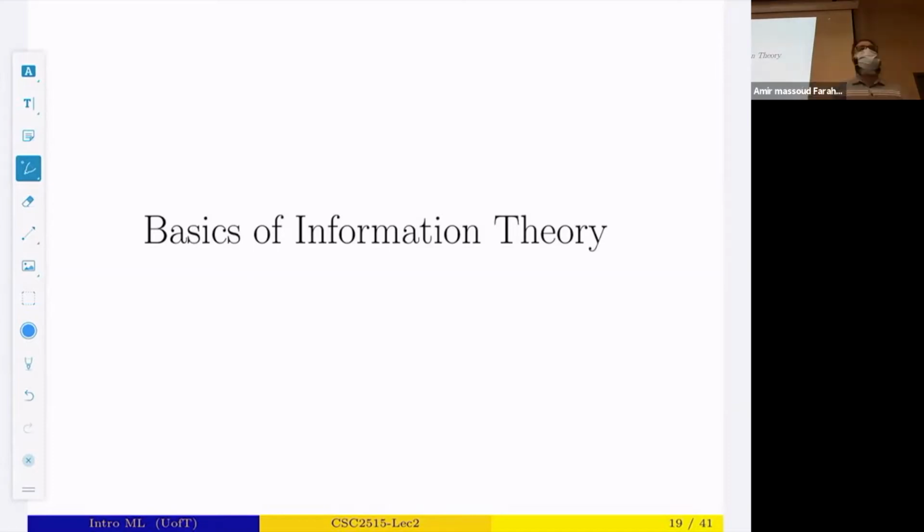Okay, how many of you know about information theory? Had a course on it or in one course? Okay, so a little bit. And we only need a little bit. There is a whole course on it, I guess at ECE, but we just need basically the first few concepts.